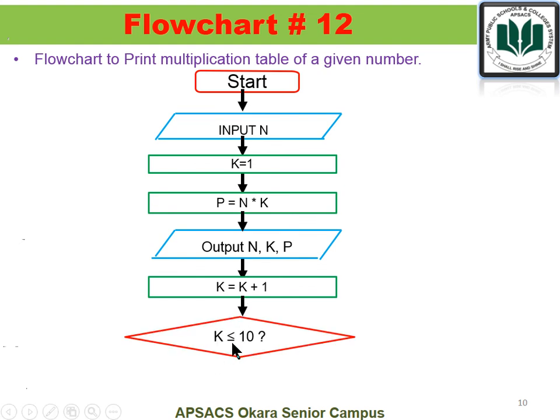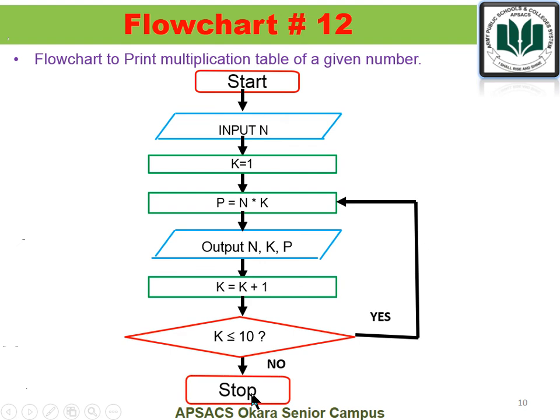If k is less than or equal to 10, why have we used 10? Because the table goes from 1 to 10. If this condition becomes yes, then I will multiply the value of n with k and generate the output. And if this condition becomes false, then I will ultimately move to the last step, which is stop.